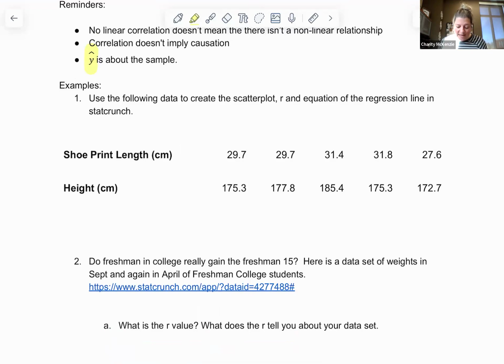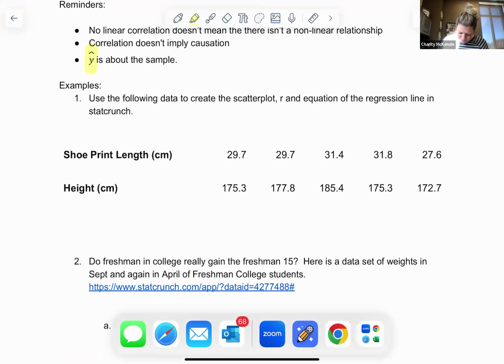Use the following data to create a scatter plot, find the R and the equation. So we need to do this in StatCrunch. Okay.